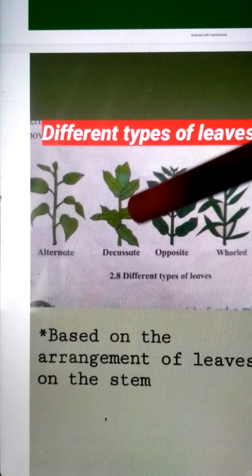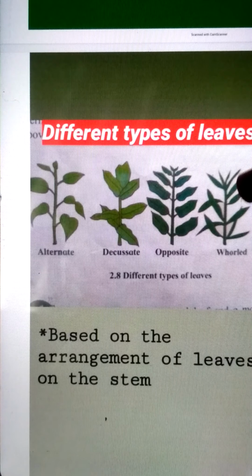And now what is the next? Whorled leaves. What is whorled arrangement? At a particular node, three or more leaves arise. Three or more leaves means that it forms a whorl, like a flower. You can see too many leaves at a particular node. So that is the whorled arrangement.